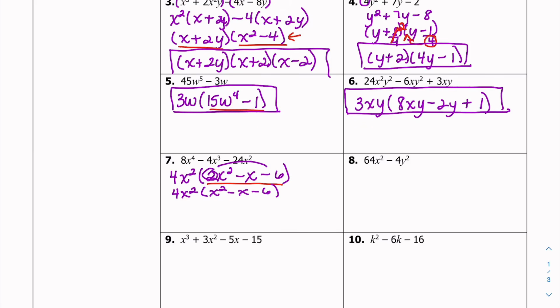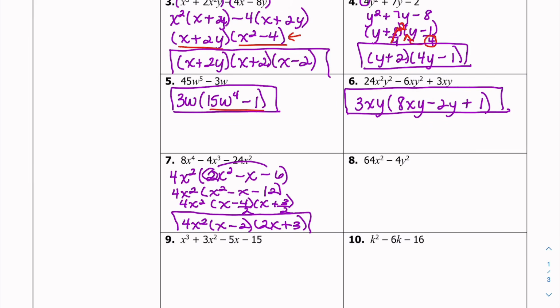Minus 12. Forgot to multiply that. Minus 12. So we're looking for factors of negative 12 that add up to negative 1. So that would be negative 4 and positive 3. And then we divide them both by 2. And then we reduce and slide up any remaining denominators. So we have 4x squared, and then x minus 2, because 4 divided by 2 is 2. And we're going to slide up that 2 for 2x plus 3. And we're done.